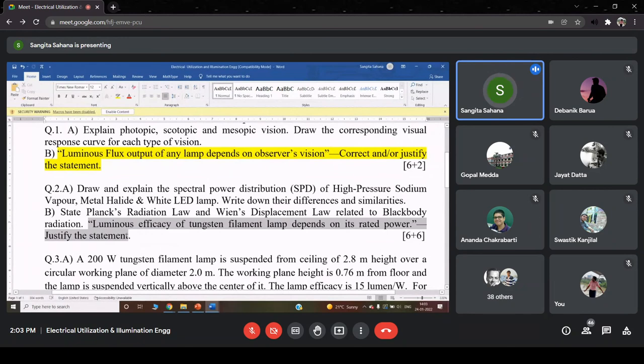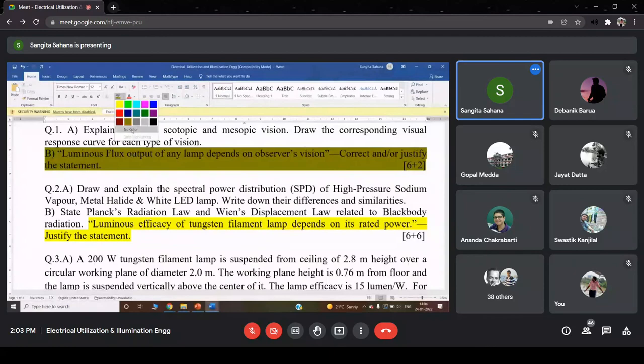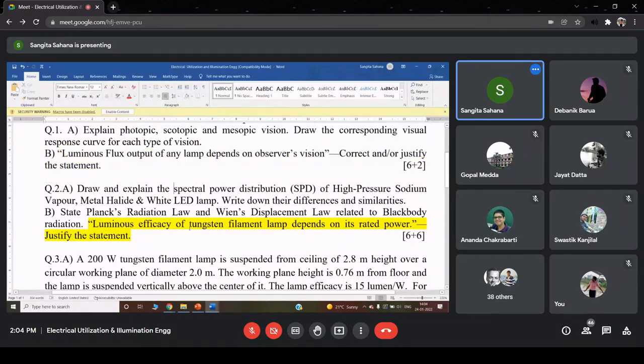This one, can you explain? Luminous efficacy of tungsten filament lamp depends on its rated power. That means if we have two lamps, a 100 watt filament lamp and a 200 watt filament lamp, the question says that the luminous efficacy of the 200 watt lamp will be higher than the 100 watt lamp. Can anyone explain?